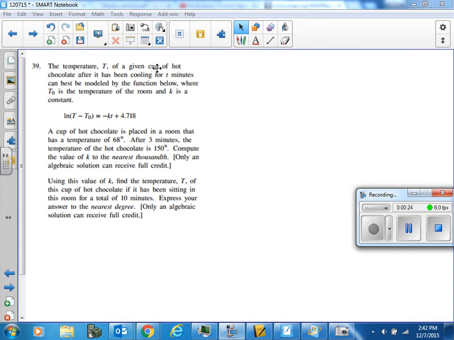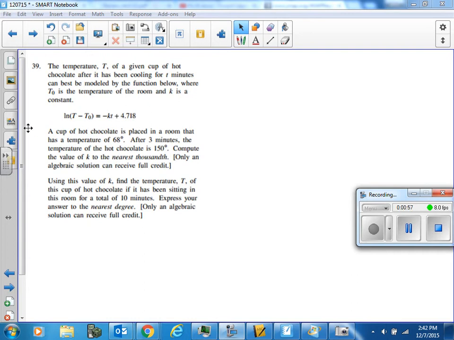The temperature T of a given cup of hot chocolate after it has been cooling for t minutes can best be modeled by the function below, where T sub O, we can say that T sub O is the temperature of the room and K is a constant. Our equation reads natural log of T minus T sub O equals negative K times t, which t, remember, stands for minutes, that's time, plus 4.718.